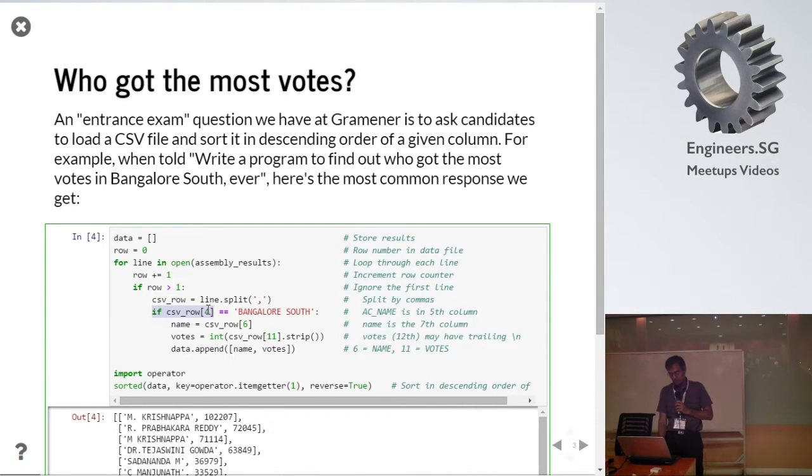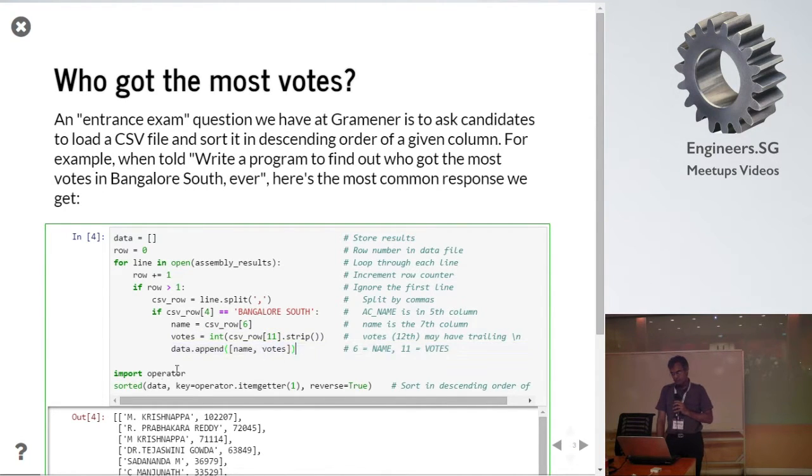And if the fourth value happens to be Bangalore South, so the question is, tell me who got the most votes in a given constituency. So let's say Bangalore South. So if the constituency matches what you're looking for, then take the name from the sixth column, seventh actually, and get the votes from the appropriate column, which in this case is CSV row of 11.